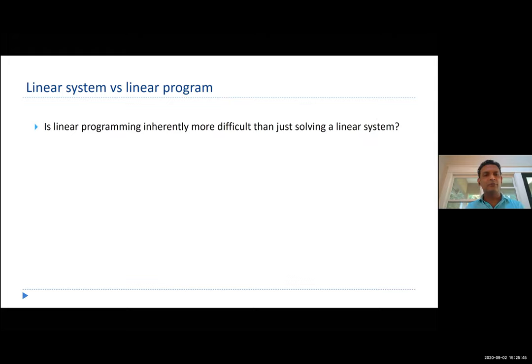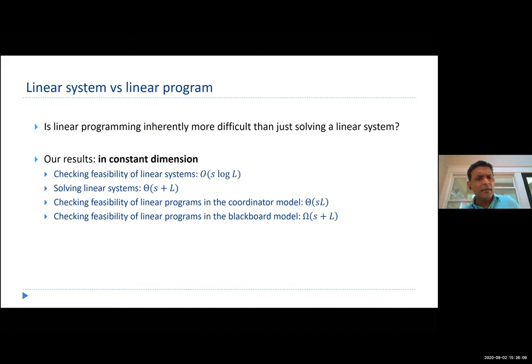So to try to wrap up, there's a question of, is linear programming inherently more difficult than solving a linear system? It's not clear. Recent results in linear programming algorithms suggest that maybe not, but those are in the real RAM model. In fact, they state their algorithms as solving a polylogarithmic number of linear systems. Here, to focus this, there seems to be a gap.